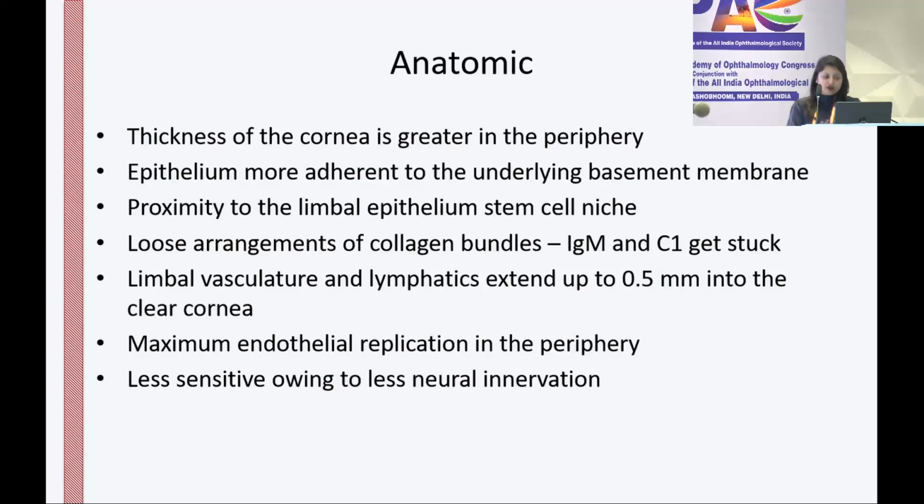So we've covered most of these points. Also, complement C1 and IgM, like immune complexes, are large molecules and don't penetrate beyond the peripheral cornea. The peripheral cornea also has higher replicative capacity for both the epithelium and the endothelium, which are immature cells that get affected faster than the mature cells in the center. Also, the area is less sensitive owing to less neural innervation.